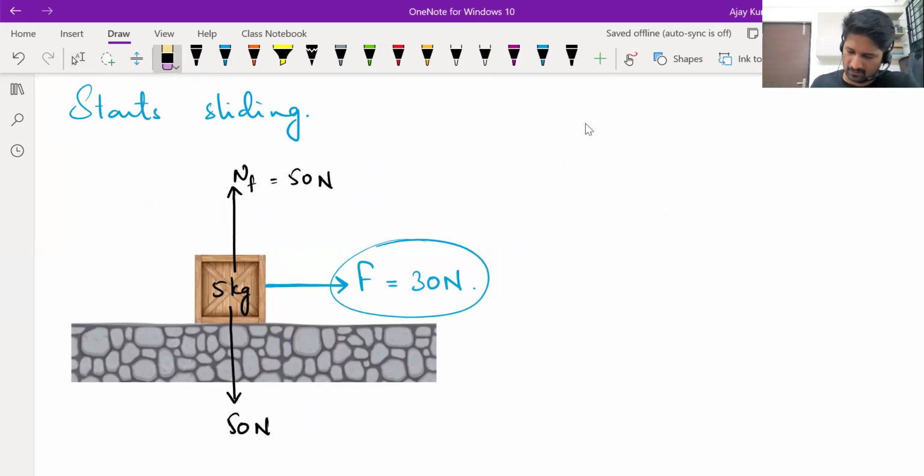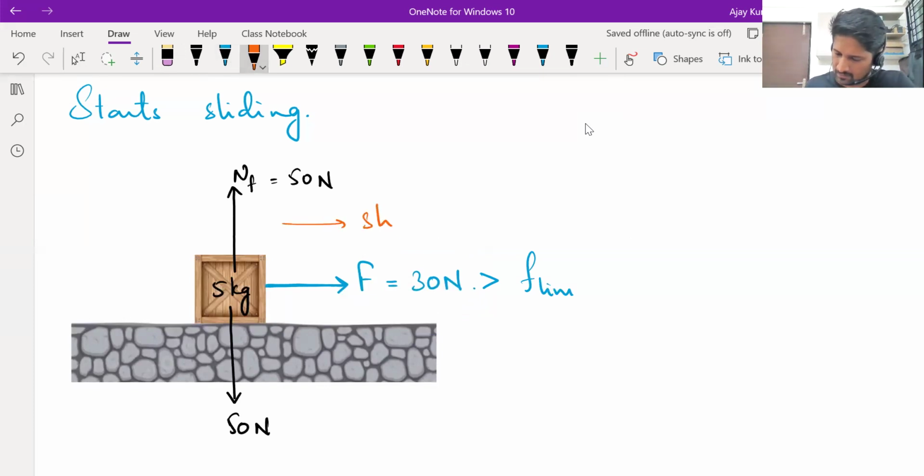So when you apply a force of 30 Newton, this 30 Newton is more than limiting friction. Therefore, the object slides forward in the direction of that sliding force. And naturally, if the surfaces are rough, there will be friction acting backward. And the friction acting now is called kinetic friction. Now, see, sliding has started. If sliding has started, friction will obviously put its maximum effort to prevent sliding. Why will it put lesser effort? Friction will try its best to prevent sliding.